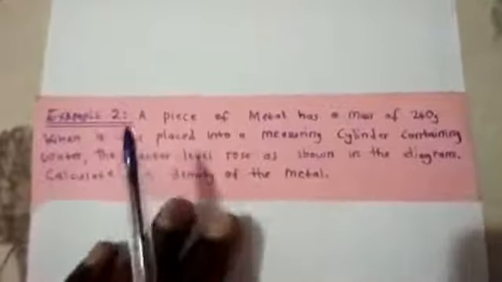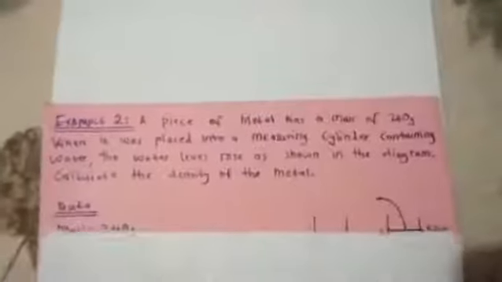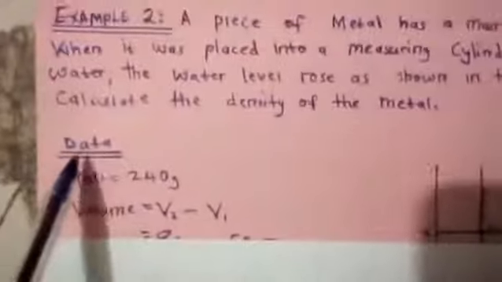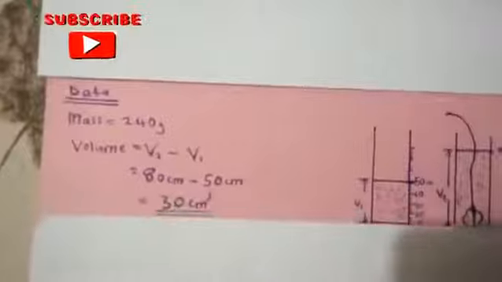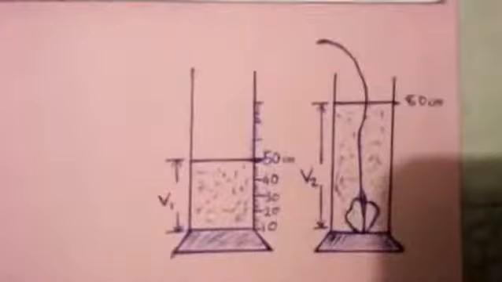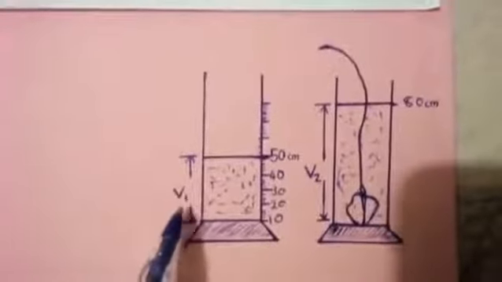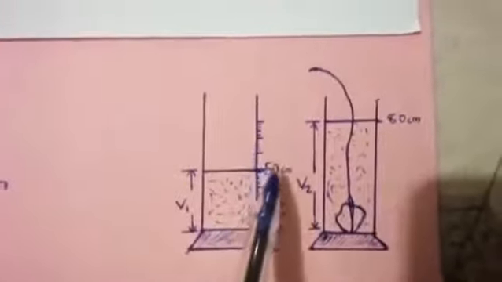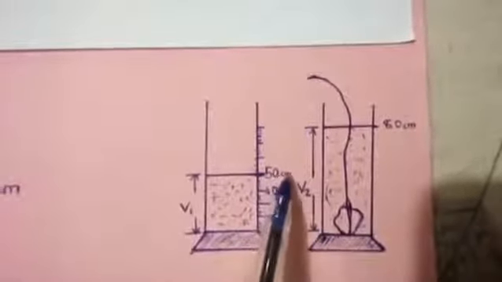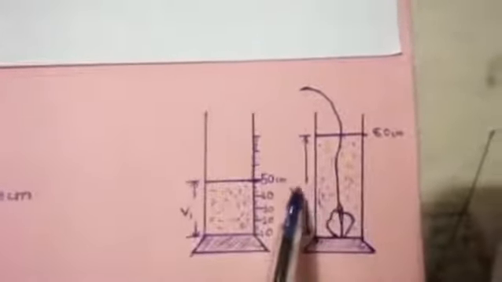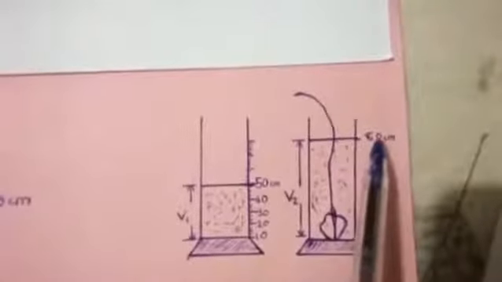Alright, so now we proceed. We always collect data. So mass we've been given as 240 grams. Volume, as you can see in the diagram, we've got two volumes. There is volume 1 here, which shows the water level at 50 centimeters. Then we have volume 2, which shows the water level at 80 centimeters.